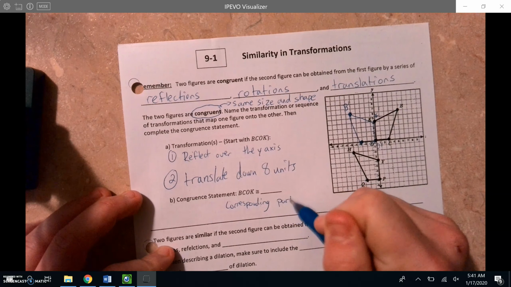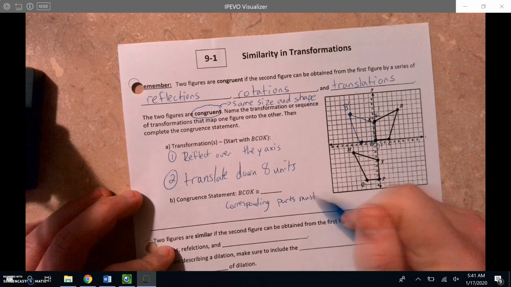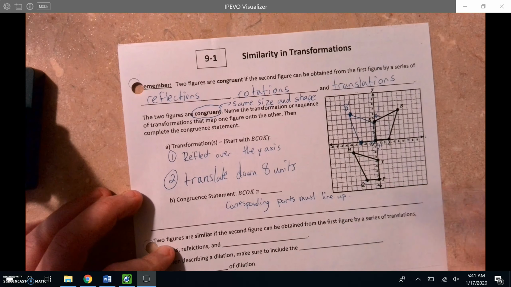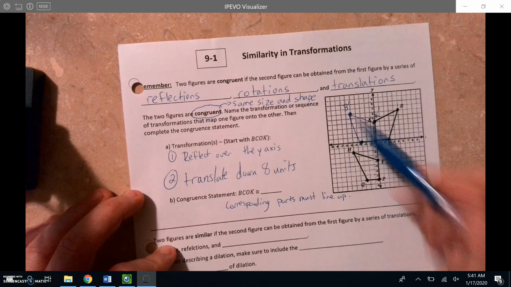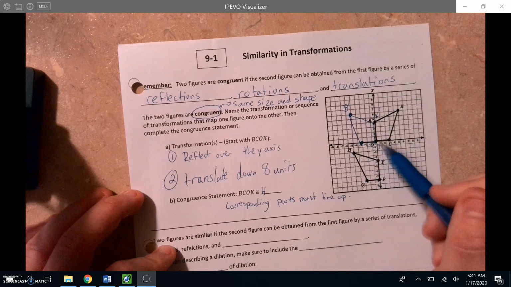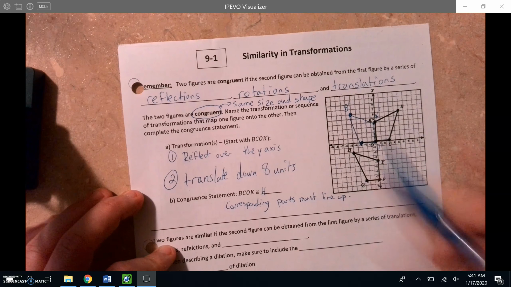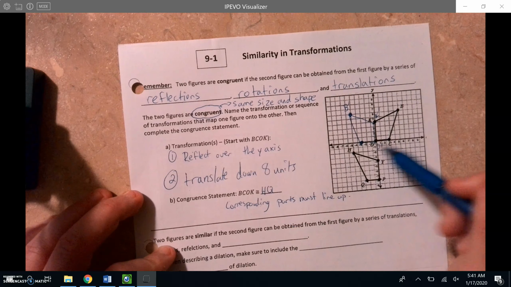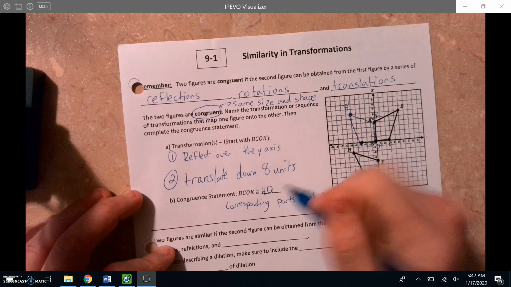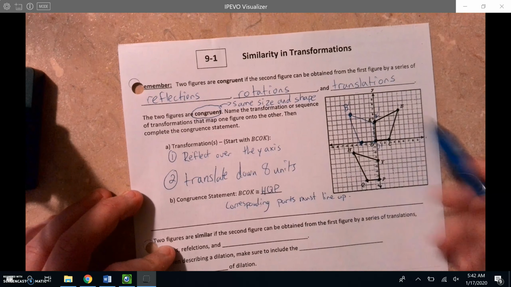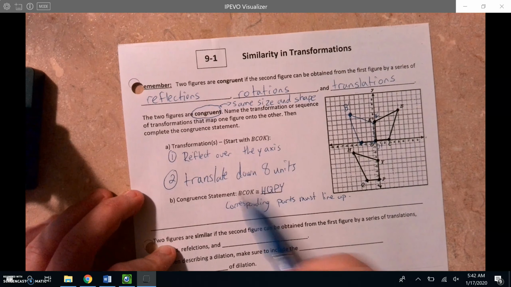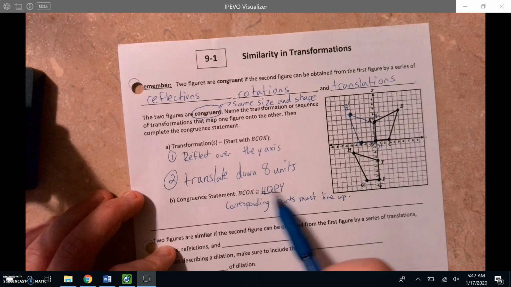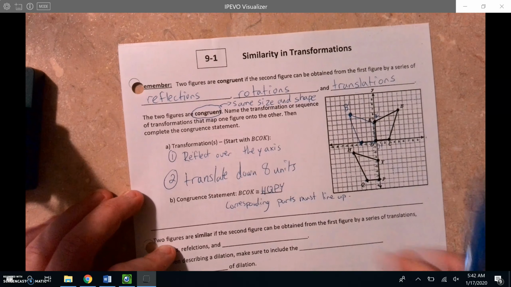Now, for our congruence statement, remember, corresponding parts must line up. So, BCOK, where does B end up? Well, B goes to H. C goes to Q. O goes to P. And K goes to Y. So remember, each of these angles are going to be congruent to each other, and we have to write them accordingly.